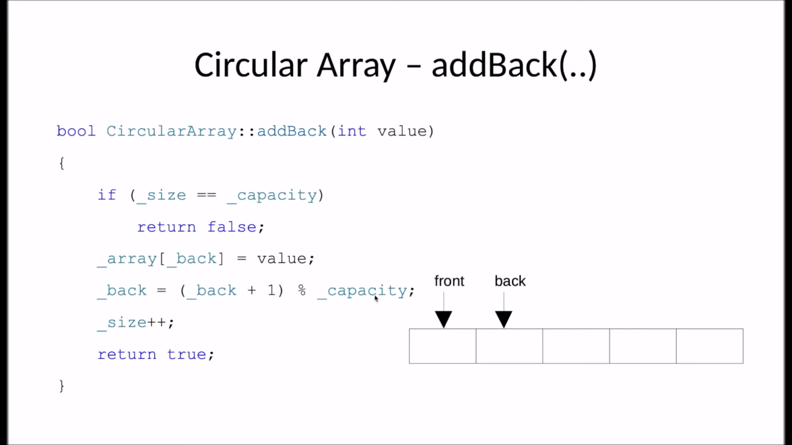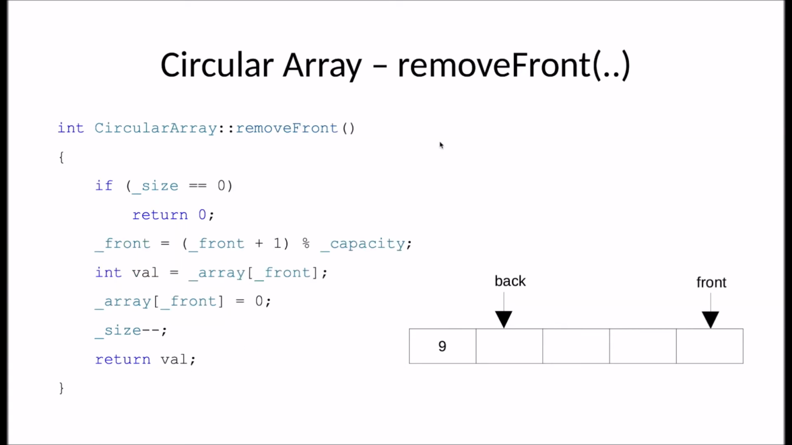Then it does mod capacity. This is in case back had pointed at the last index 4, we increment it by 1, it's 5. Now doing the mod operation, back would go back to 0, and then it would point to the index 0 here. And the result is stored in back. So back is updated to the next available position. And then size is incremented as well because we store another value in the queue. And then return true.